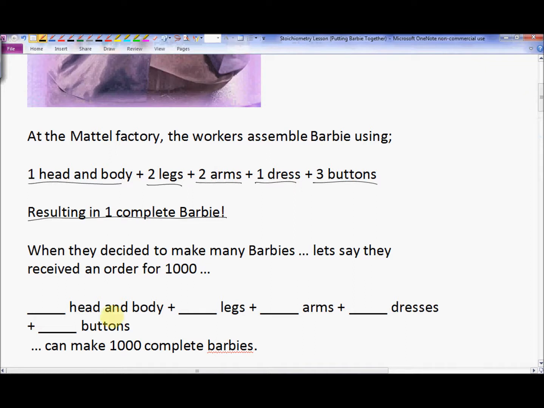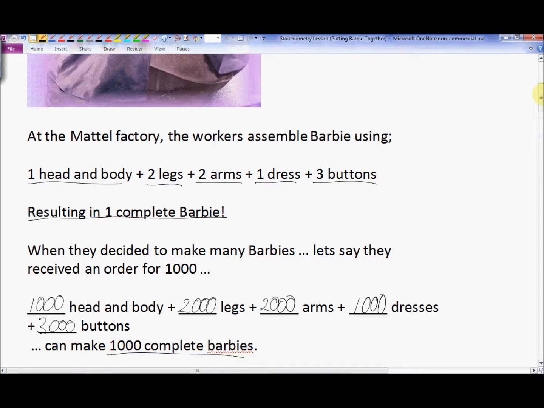So when it comes to ordering the head and body component, they're going to need 1,000 heads and bodies. And then instead of just 2 legs now, they're going to need 2,000 legs. And they're going to need 2,000 arms, because normally they would need 2 arms for just one, but we're ordering 1,000 Barbies. Dresses, we're going to need 1,000 dresses for our 1,000 Barbies, and for buttons, we're going to need 3,000 buttons, because it's 3 buttons per Barbie. Okay, and that makes 1,000 complete Barbies.